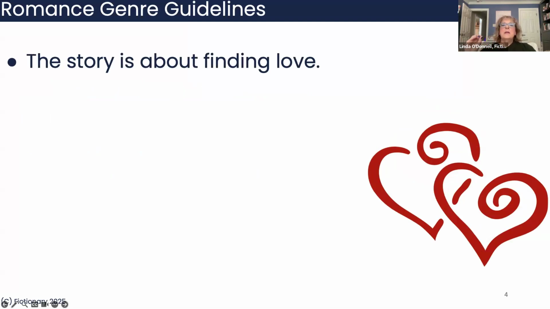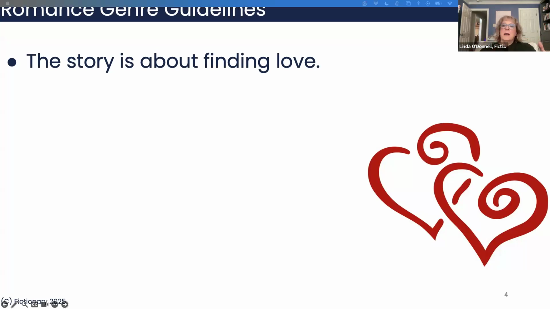Okay, so let's talk first about the high level genre guidelines for romance. So first of all, the story is about the romance. It's about two characters finding love. Now, you can have other things going on in your story, but the main part of your story should be really about the romance. And we're not going to go into it too much in today's session.